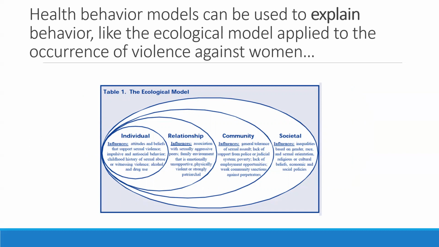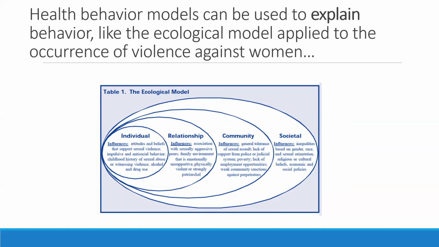One is they help explain behavior, and then later they can be applied to change behavior. So in this case, this health model is being used to explain behavior. What are the things that contribute to violence against women? The individual level attitudes and beliefs that support sexual violence. I think this is specific to sexual violence, by the way. So attitudes and beliefs, this is talking about a person who would be a perpetrator.